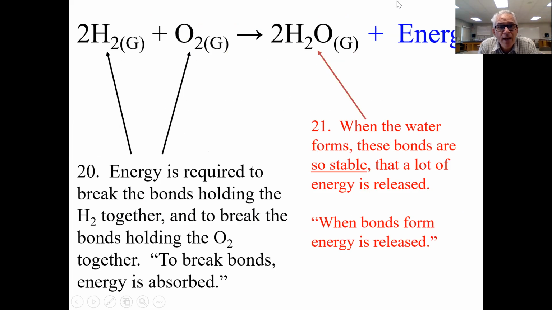Now, in the black in the front here, number 20, energy is required to break open the bonds that hold hydrogens together and oxygens together. To break bonds, energy is absorbed. The energy goes in and it breaks the bonds open. But when the water forms, the water becomes super duper stable and a lot more energy is released. So net exothermic, when bonds form, energy is released. To start it, you need energy to start breaking the bonds. Then a lot of energy is released. Some of it keeps breaking bonds, and then much of it is released when the bonds form again in water.